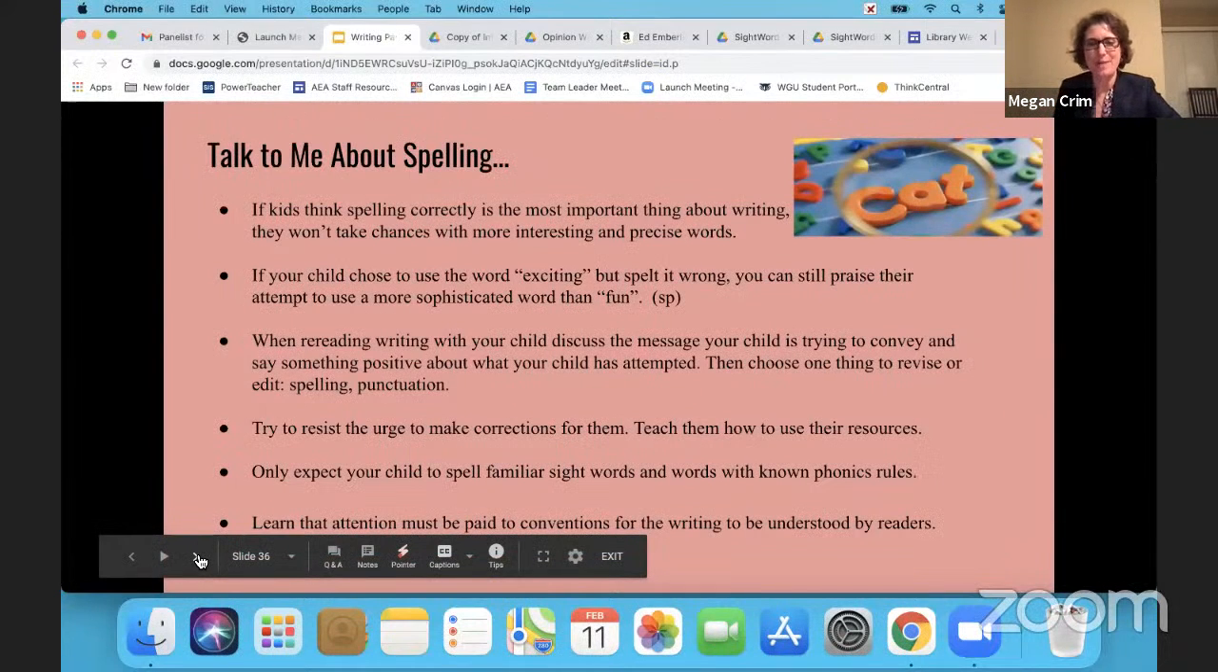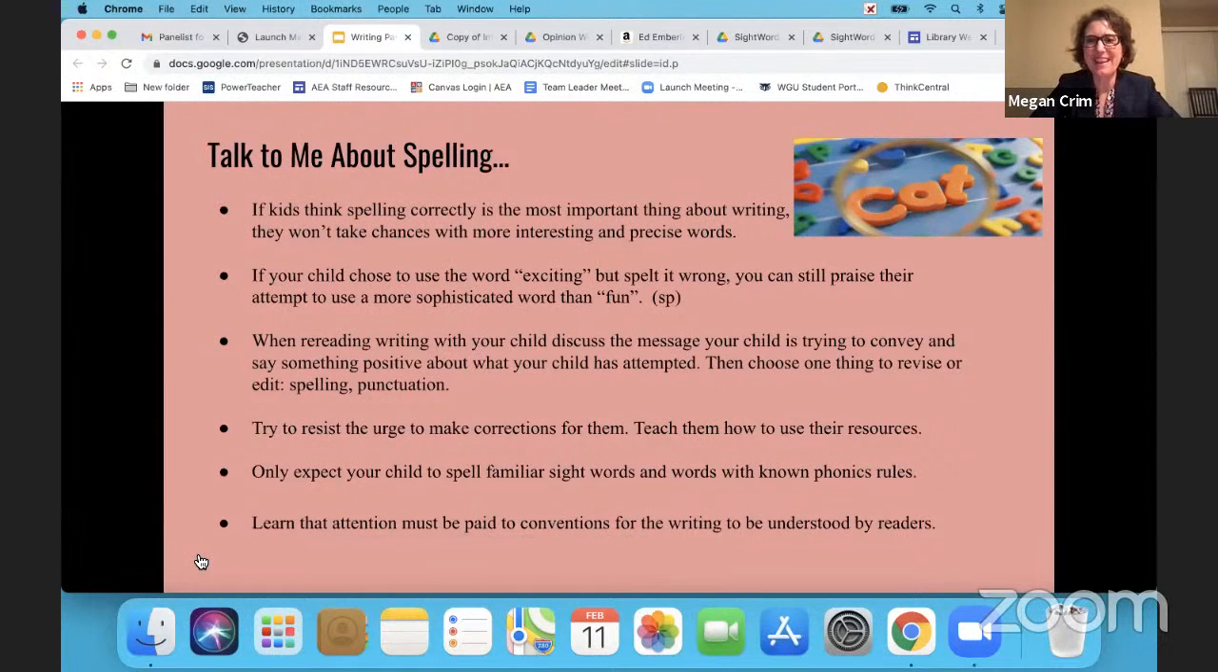So let's talk about spelling. Spelling is, if kids think spelling correctly is the most important thing about writing, and this is what all the kindergarten and first grade teachers really wanted me to emphasize tonight, then they won't take chances. That's that scaffolding. That's that building independence. That's that risk taking. If they're so concentrating on being perfect, then they won't take chances on more interesting words and more precise words. They'll just use the word fun.